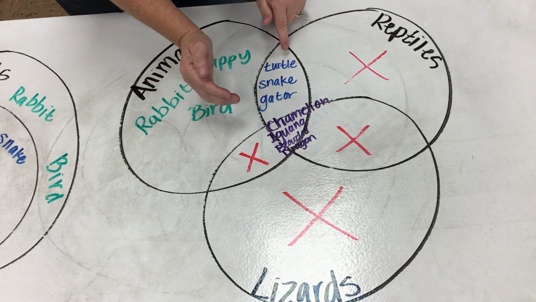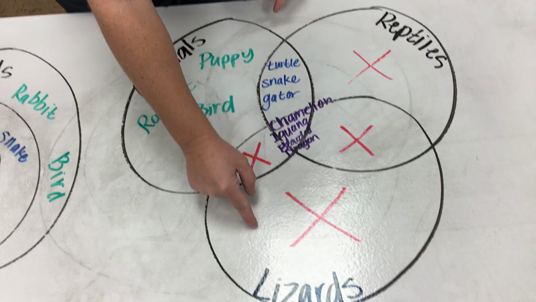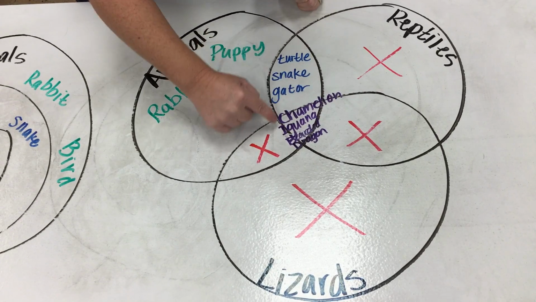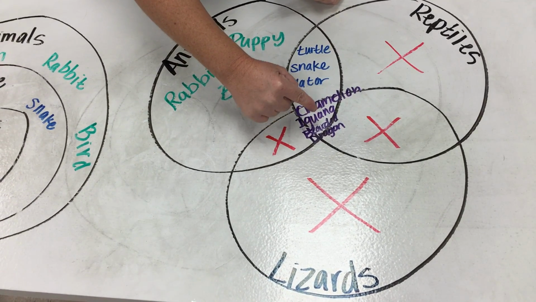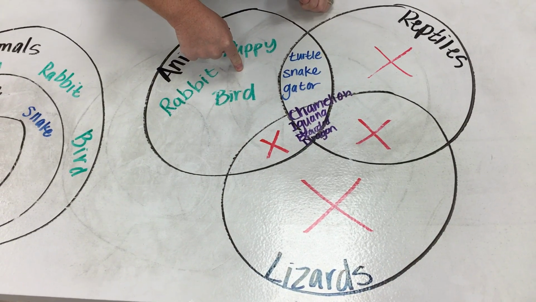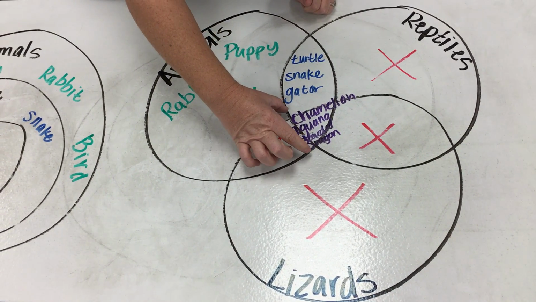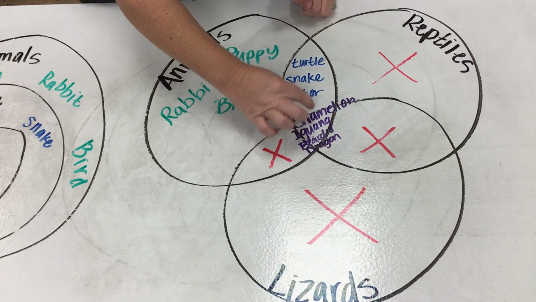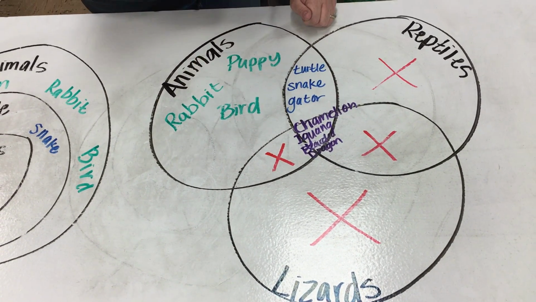But now we also have more specific was our lizards. Okay, all of these were reptiles, but only these were lizards. And this middle section of your three circles shows the things that are overlapped between all three groups here. So the chameleon, the iguana, and the bearded dragon are lizards, and they're also reptiles, and they're also animals.